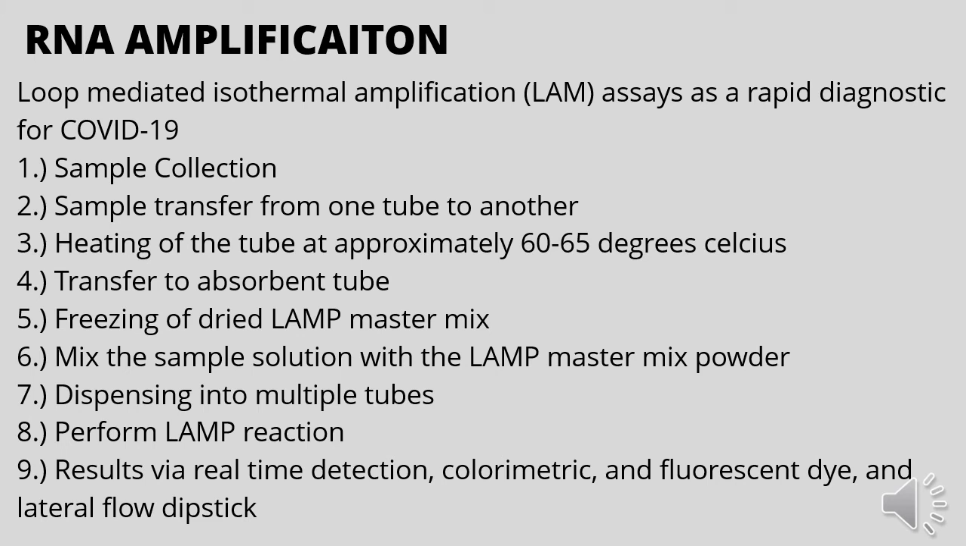For the procedure, a sample must be collected first. It can be either from swab or blood samples. Once a sample is collected, transfer the sample from one tube to another and heat the tube at approximately 60 to 65 degrees Celsius. Once the tube is heated, transfer it to an absorbent tube and freeze-dried LAMP master mix. Subsequently, mix the sample solution with the LAMP master mix powder and dispense it into multiple tubes. And now perform the LAMP reaction.